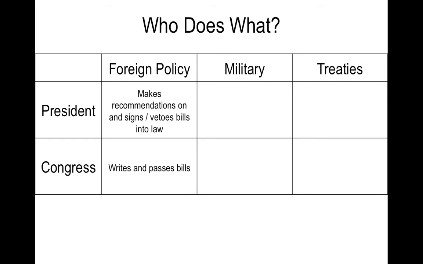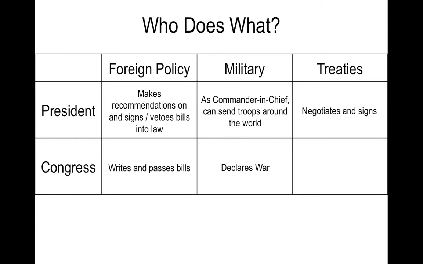Now with the military, what can the president do? Well, as the commander-in-chief, the president can send troops all around the world. However, can he declare war? No. There's another checks and balance. Only Congress can declare war. Now, if you remember, there's also something called the War Powers Treaty. Take a look at your notes. That's another checks and balance for Congress. Now for treaties. The president can negotiate and sign treaties. However, Congress must approve the treaty by a vote of two-thirds.